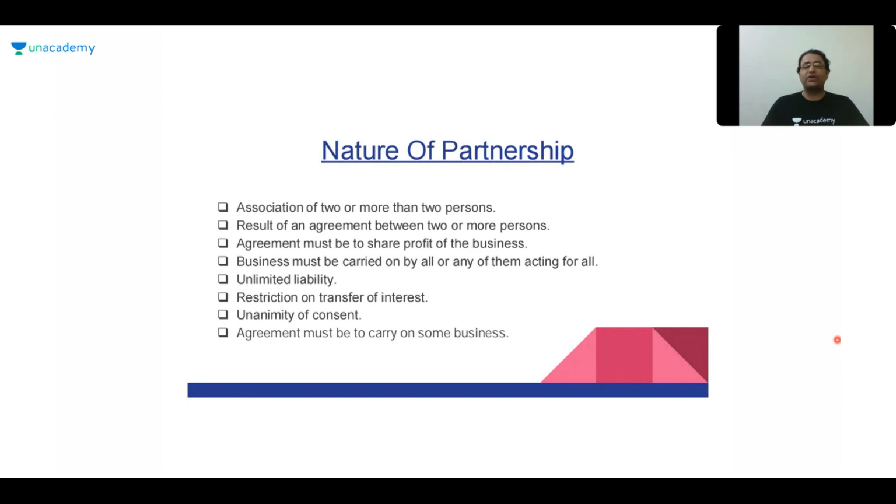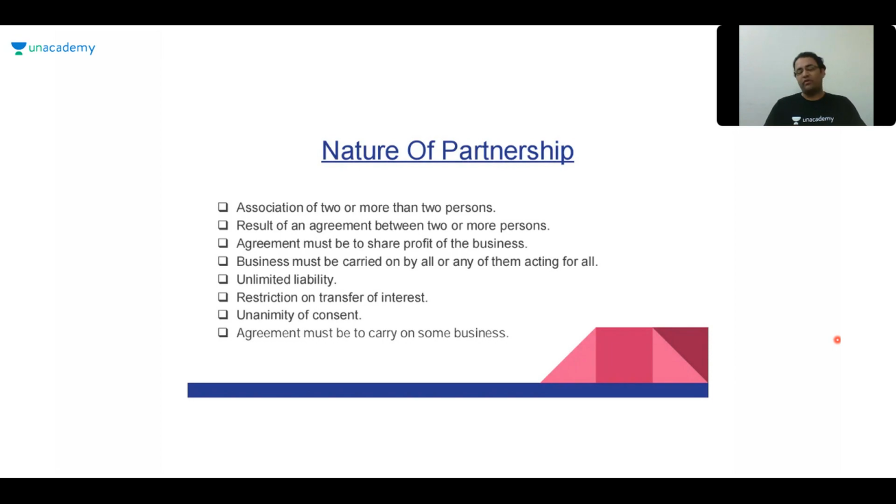Partnership is an association of two or more persons, the result of an agreement between two or more persons. When two or more people come together to start a business, in return to share the profits or losses of the business, it is termed as partnership. And where do they capture the terms and conditions on which they work? They capture it in a document called the partnership deed. So the partnership deed contains all the essential requirements and provisions of the partnership.